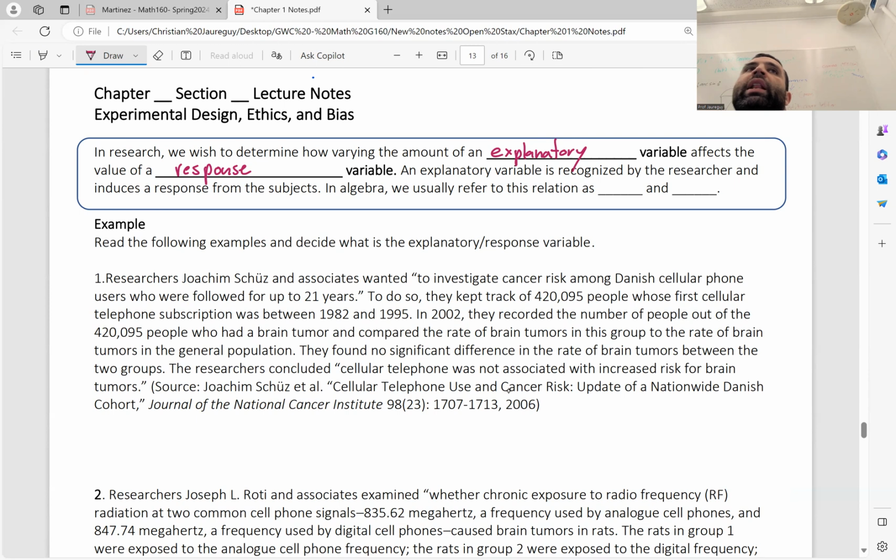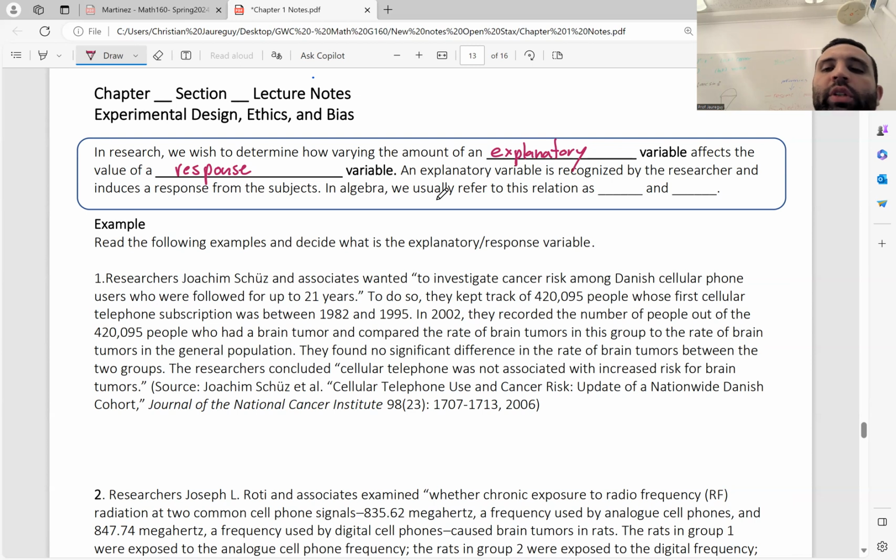So it could be the amount of water affects the amount of growth. Let's say we're talking plants, right? The water amount is explanatory. The growth amount of the plant is the response, right? So an explanatory variable is recognized by the researcher and induces a response from the subjects.